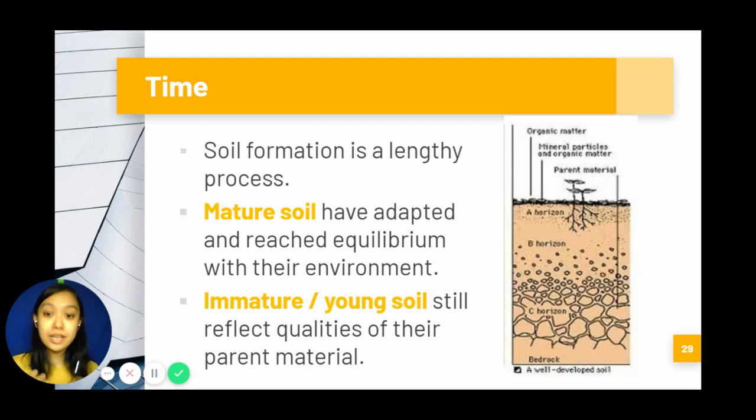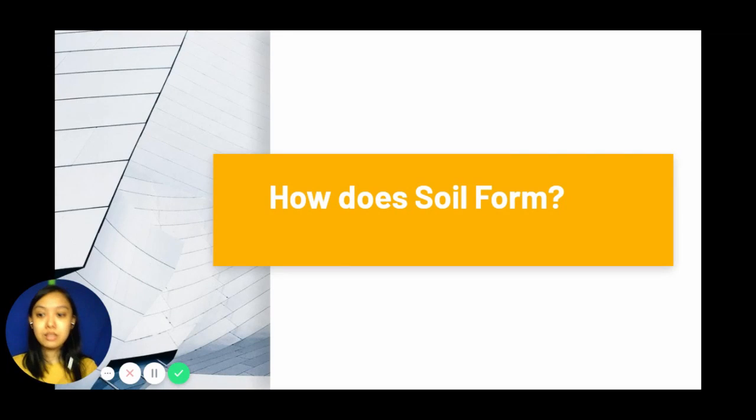And of course, we also have time. Just like anything else, soil requires time to form and heal. And oftentimes, soil formation is a very lengthy process. So mature soil oftentimes takes hundreds of years to form, and they've reached an equilibrium with their environment as well. While immature or young soil oftentimes still exhibits qualities from their parent materials.